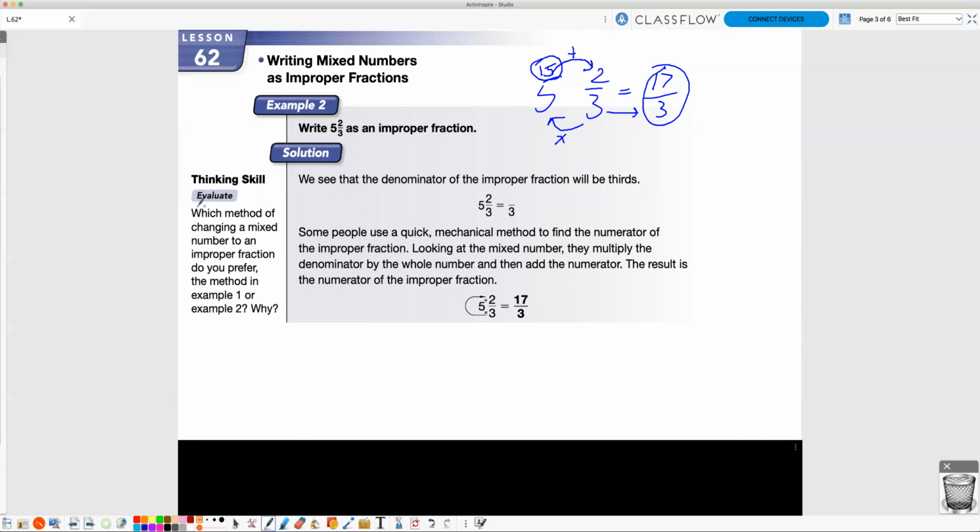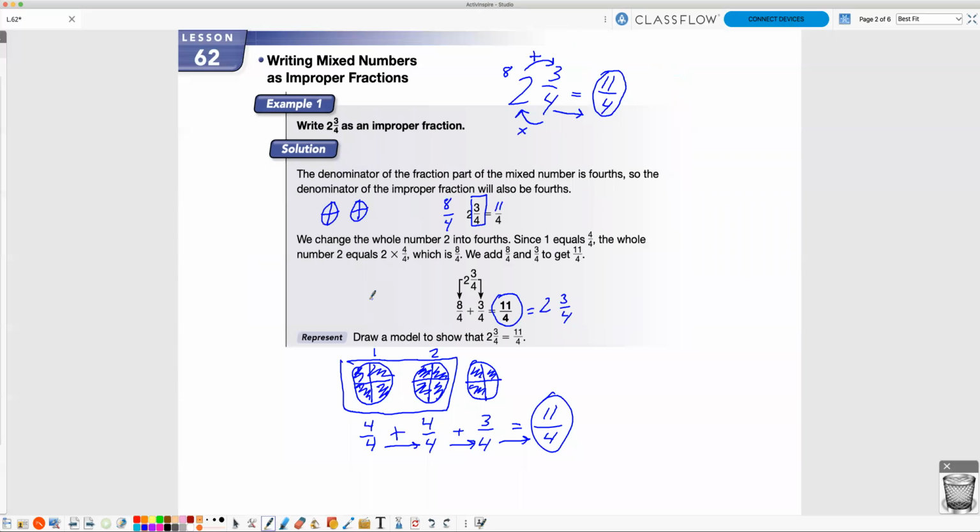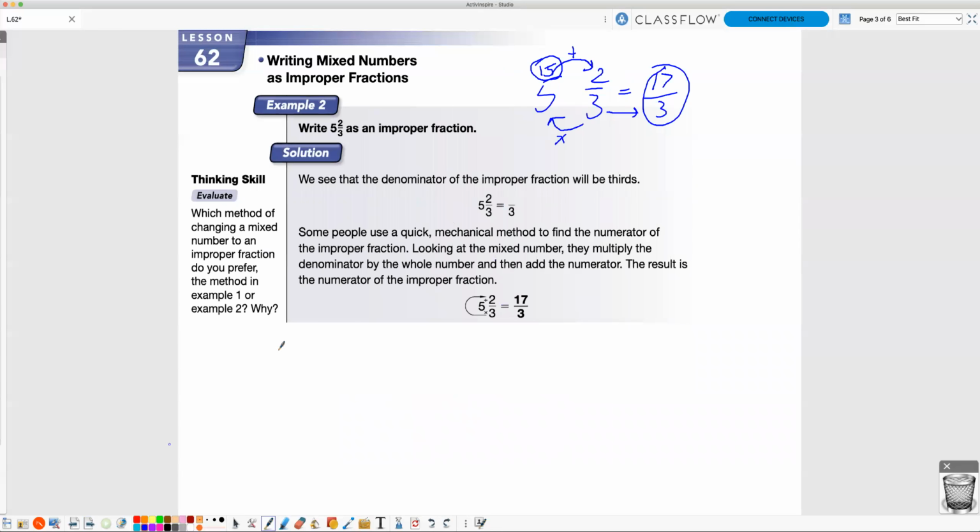Okay, so which method of changing a mixed number to an improper fraction do you prefer? The method in example 1 or in example 2, and why? So just think about that. In example 1, we basically changed each of those into fractions like this and then added them together. So we ended up with 8/3 plus 3/4, or 8/4 plus 3/4 in that one.